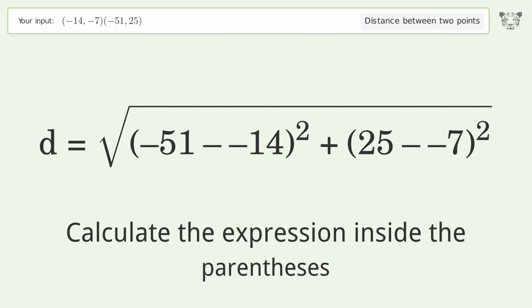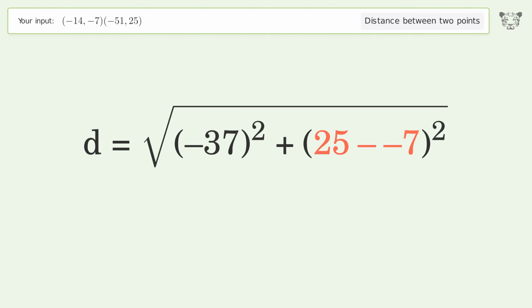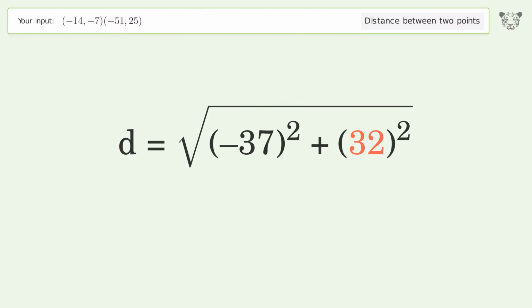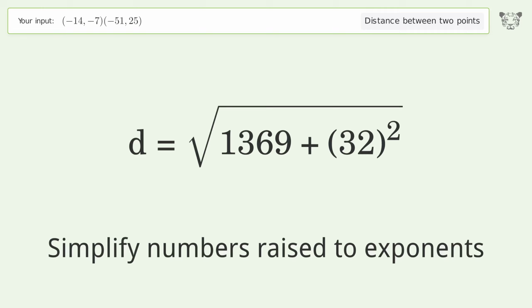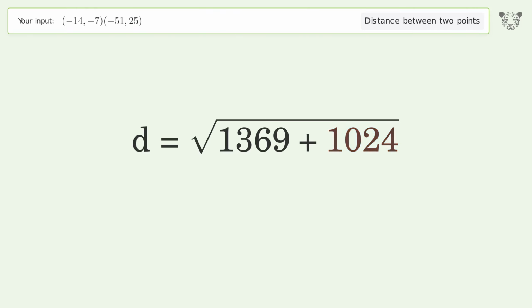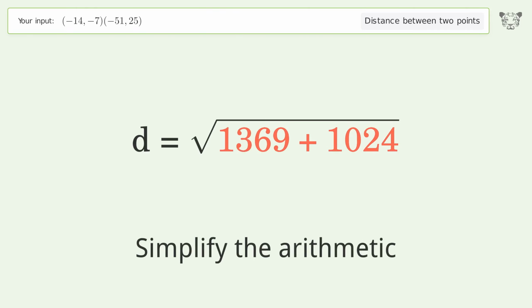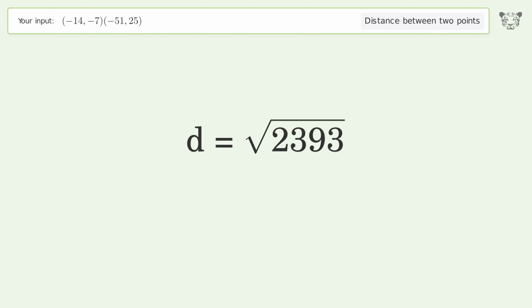Calculate the expression inside the parentheses. Simplify numbers raised to exponents. Simplify the arithmetic. And so the distance between the 2 points is the square root of 2,393, or 48.918.